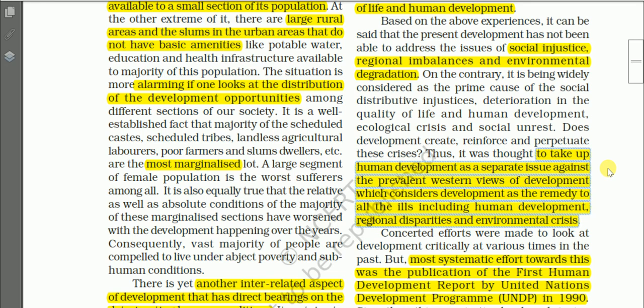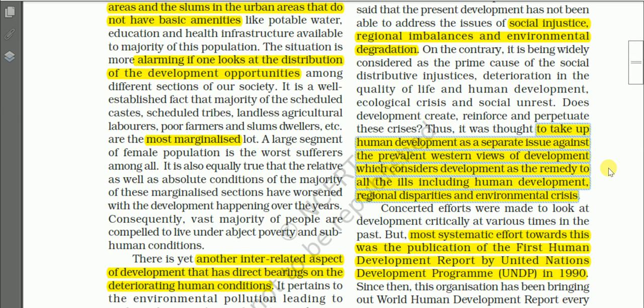Because of that, taking up human development as a separate issue against the prevalent Western views of development, which considers development as a remedy to all the ills, including human development, regional disparities, and the environmental crisis, should be the prime activity.